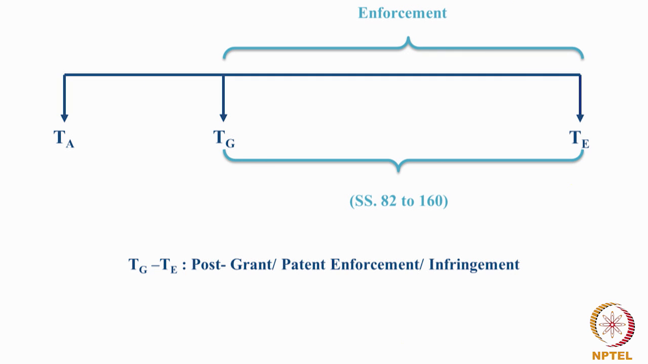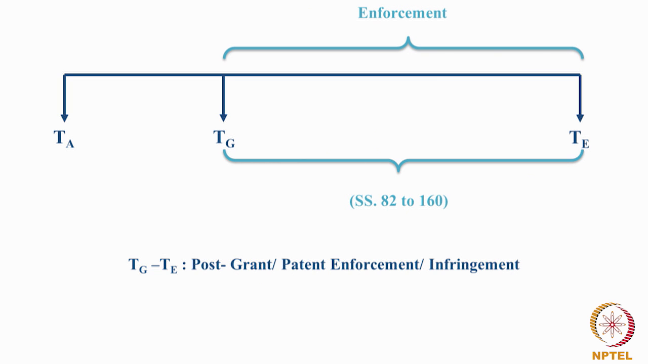So, that is an exception to this middle line that we have told you, that anything before 81 pertains to patent prosecution, things that happen in the patent office, and anything between TG and TE, that is section 82 to 160, so section 1 to 160 covers the entire ambit of the Patents Act. So, anything between 82 to 160 will happen outside the patent office. So, this timeline has some exceptions. One exception is what I mentioned, post grant opposition, which happens soon after the grant.